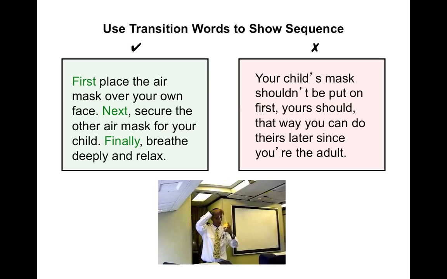Use transition words to show the order of events. So, rather than your child's mask shouldn't be put on first, yours should. That way you can do theirs later since you're the adult. You want to say first, place the air mask over your own face. Next, secure the other air mask for your child. Finally, breathe deeply and relax. First, next, and finally are sequence transition words.